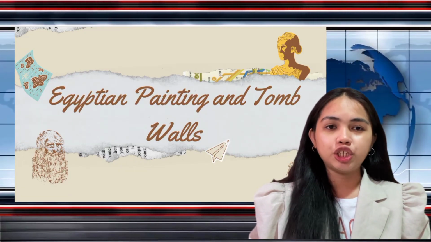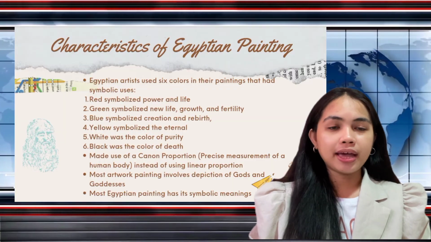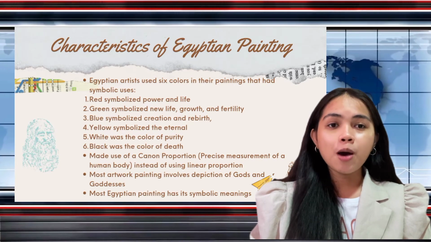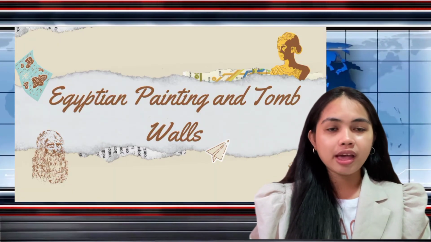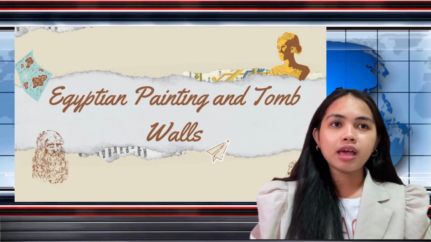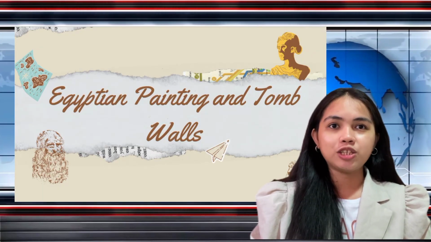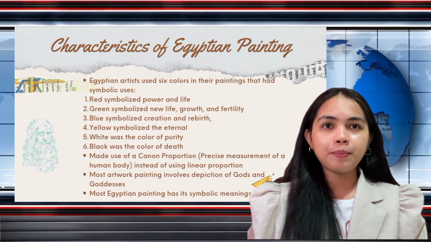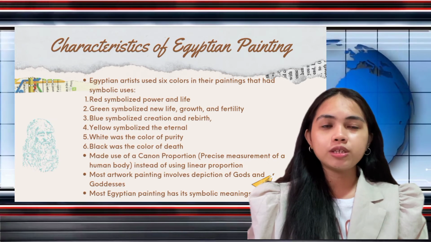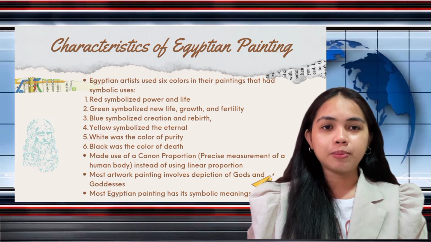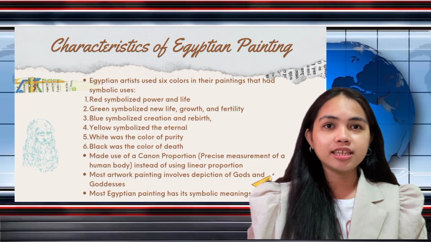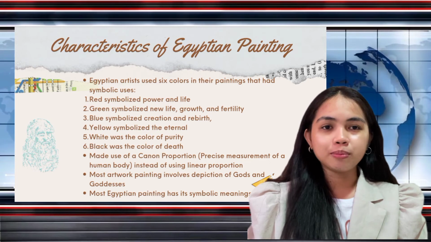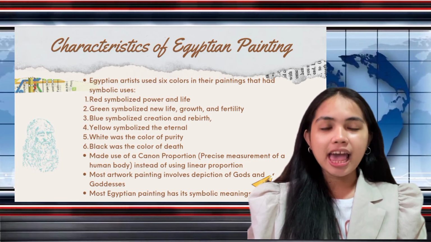Moving on to the ancient Egyptian paintings. As we know, paintings are seen to be artistically creative and are usually seen now in museums, malls, and even in our homes. However, in ancient Egypt, paintings are mostly unique and have their own characteristics. One of the characteristics of Egyptian paintings is the use of color, which was also regulated and used symbolically. Egyptian artists used six colors in their paintings: red, green, blue, yellow, white, and black.